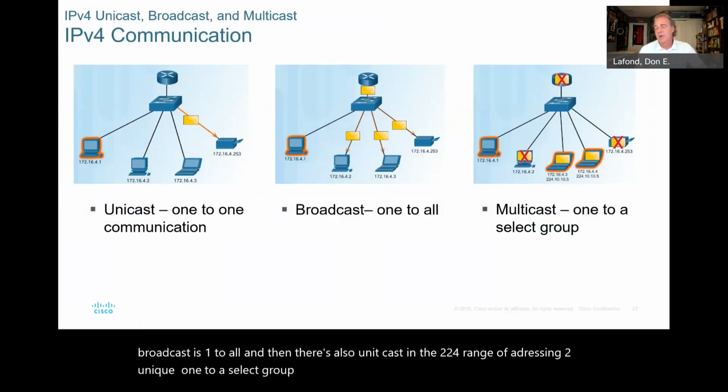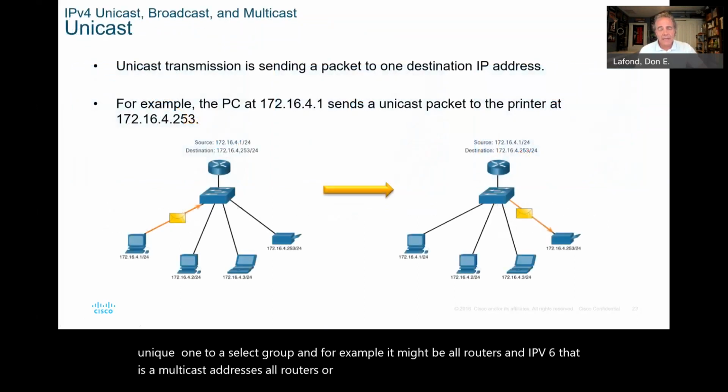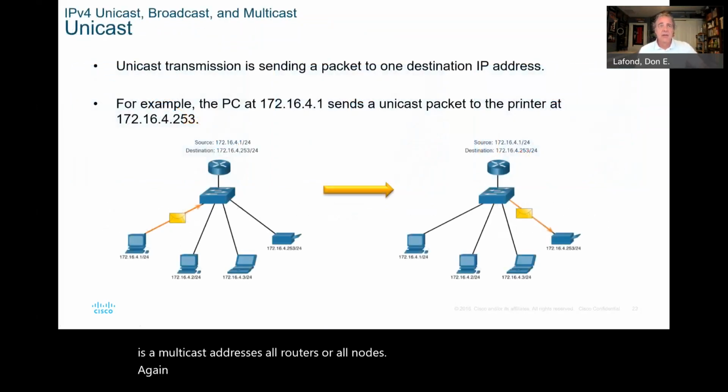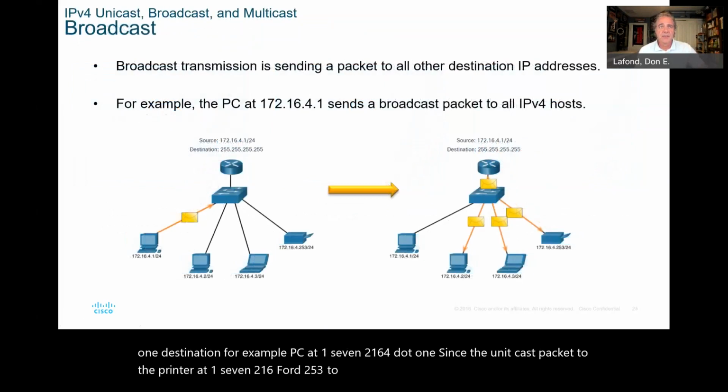For example, it might be all routers. In IPv6, that is a multicast address, all routers or all nodes. Again, getting ahead of myself. Unicast transmission is sending packets to one destination. For example, the PC at 172.16.4.1 sends a unicast packet to the printer at 172.16.4.253 to print a document.